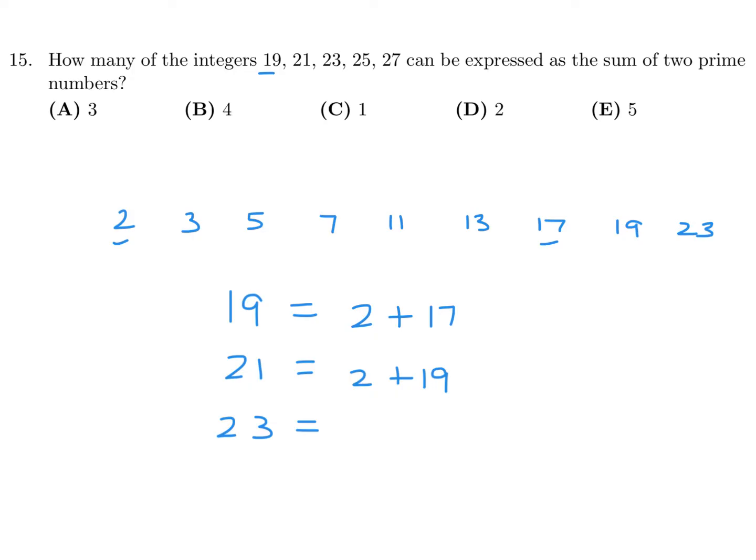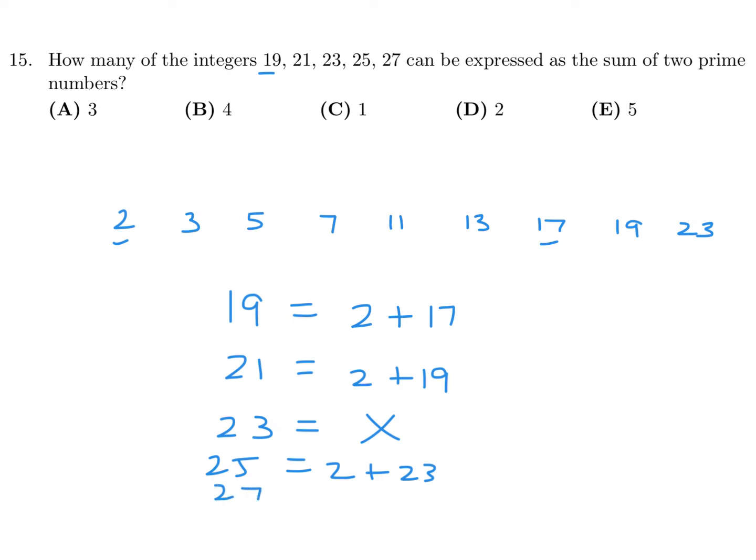17 plus 6, 13 plus 10, 11 plus 12, 7 plus 16, 5 plus 18, 3 plus 20, 2 plus 21. Oh, there's no way. So this can't be done. 25, 2 plus 23, that's easy.